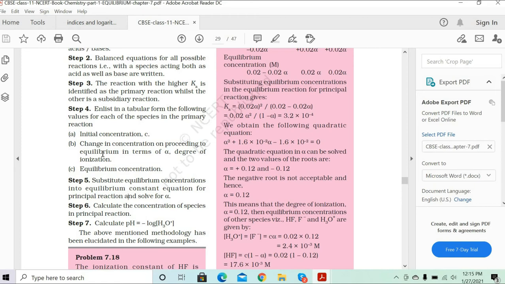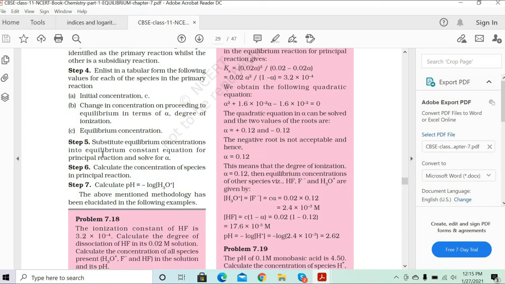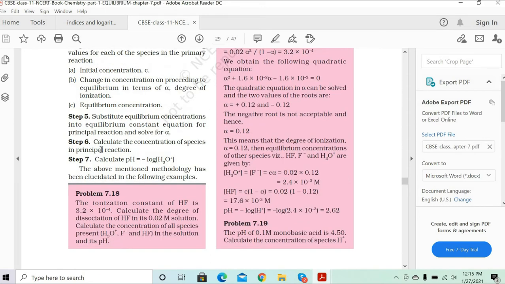Then C minus C alpha will become, and on the other side it will become C alpha. Remember that which we did in the reaction earlier? Concentration, degree of dissociation. And let's try to do the same thing here. Once you get the alpha value, you can actually find what will be the concentration of the hydronium ions at the equilibrium. Once you find it, then you can just substitute in the formula: pH is minus log of H3O plus ions. Clear? Let's go to the example 7.18.